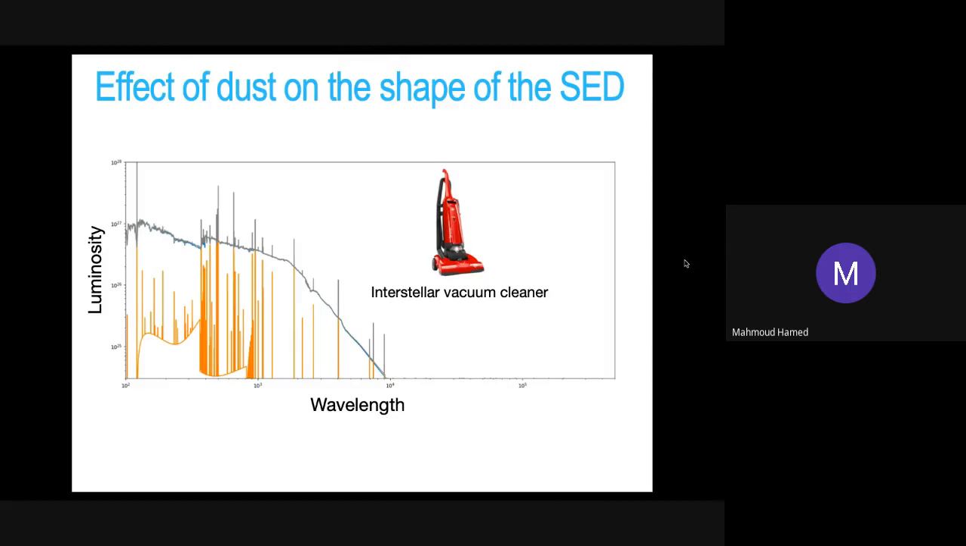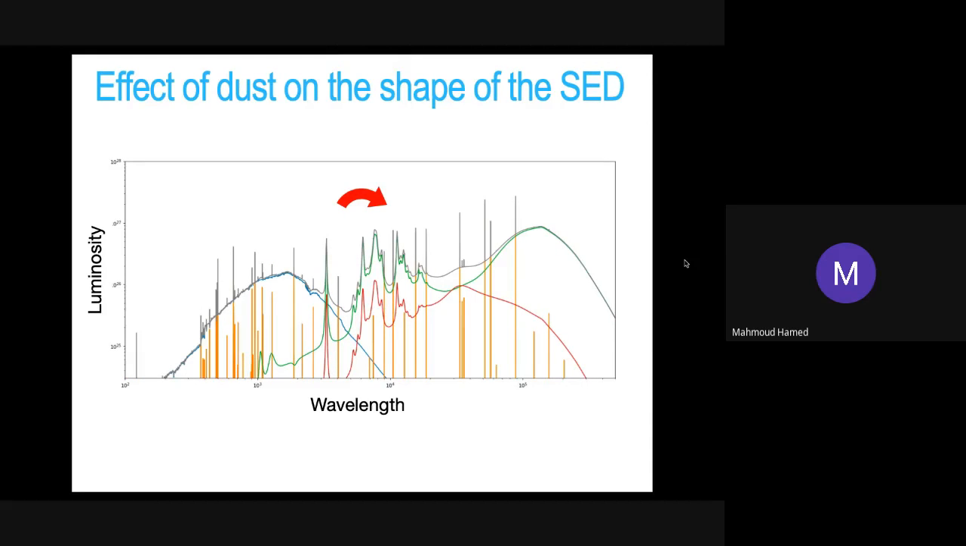Now let's imagine a galaxy without dust. This is how a completely non-attenuated stellar population would emit. However, if you add dust to it, you can see the dramatic effect that it has on the shape of the SED of a galaxy.